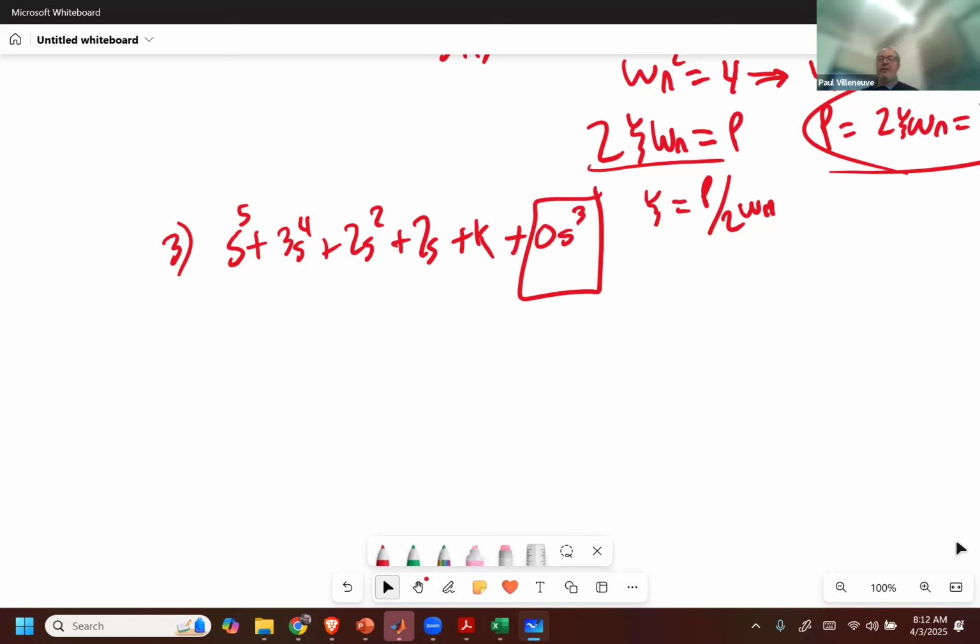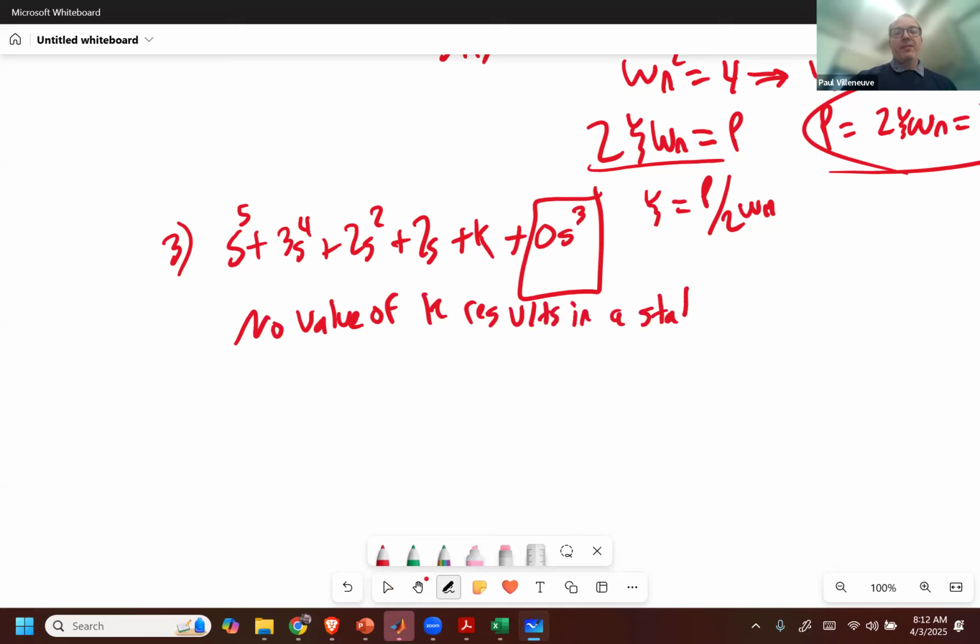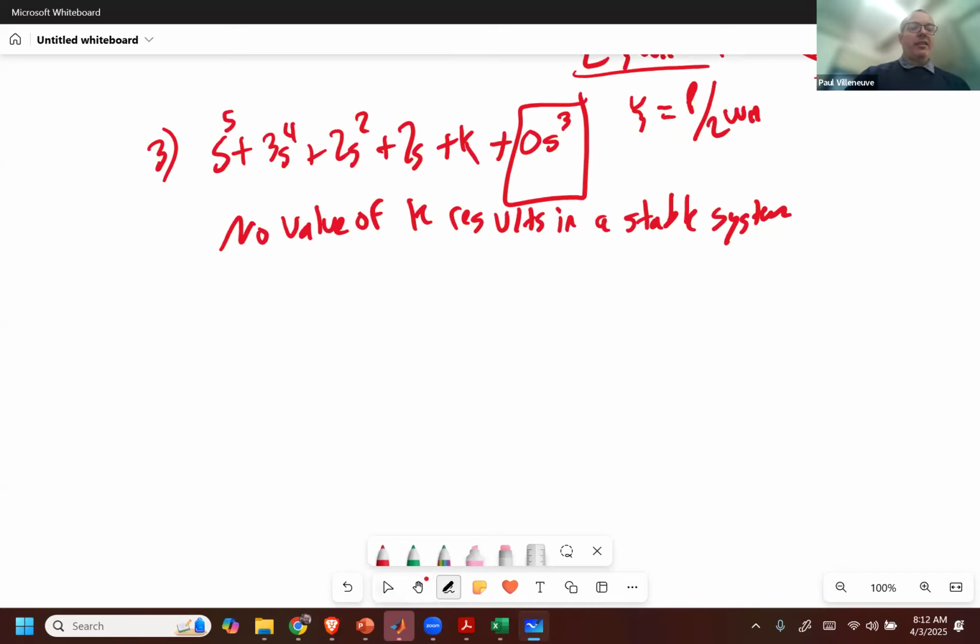You have a coefficient that vanishes. So if you saw that, you didn't have to do any work. If you wanted to do the work, certainly could have.